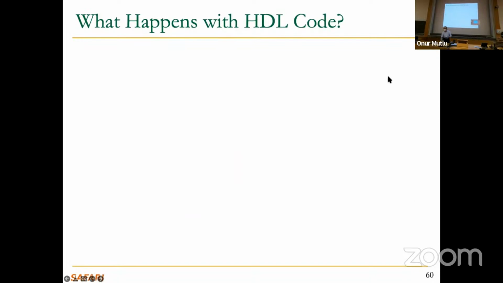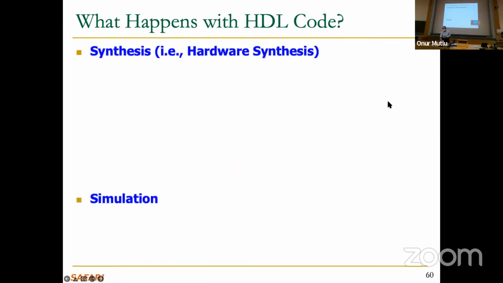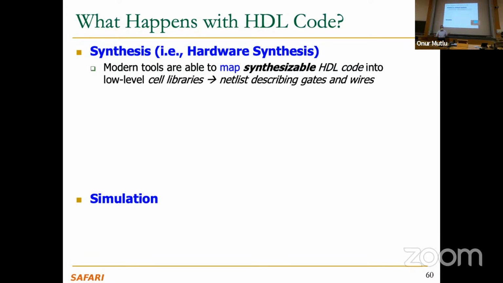Okay, so what happens with HDL code? We talked about this, but let's talk about it a little bit deeper. There are two important things that happen with hardware description language code. One is hardware synthesis, or synthesis for short. Modern tools are able to map synthesizable hardware description language code into low-level cell libraries. The cell library we discussed is a library of gates and modules. This modern tool, which can be called a compiler, compiles your code such that everything is instantiated to correctly implement the description in your code using the modules and gates in the cell libraries.